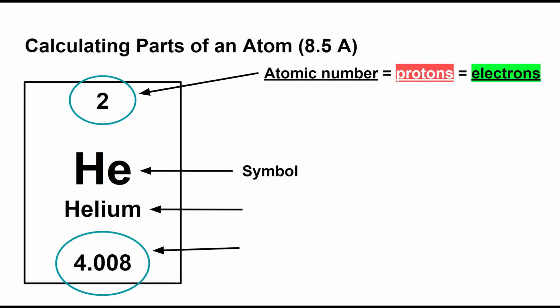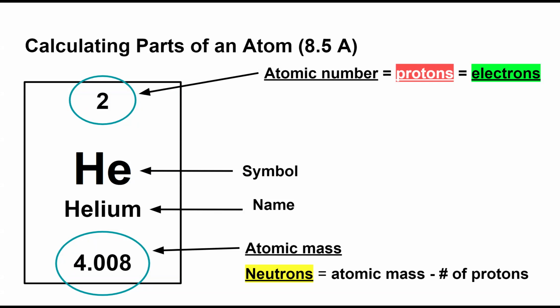It's 2 letters or 1 letter. This is the name of the element. And then the last part is the atomic mass. The atomic mass is a decimal number. And if you take the atomic mass, you can get neutrons. You get neutrons by subtracting the atomic mass minus the number of protons. So basically, you take atomic mass minus atomic number to get your number of neutrons.